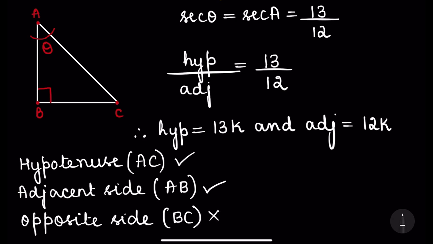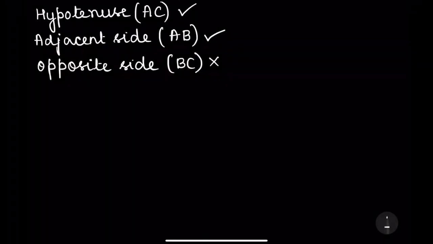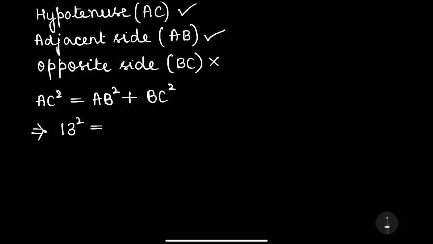But as we discussed in our previous problem, we must know the length of all the sides of the triangle in order to determine the 6 trigonometric ratios. So, we must apply the concept of Pythagoras theorem in order to find the length of side BC. By applying Pythagoras theorem, we have AC square is equal to AB square plus BC square. That implies 13 square is equal to 12 square plus BC square. So, BC square will be equal to 13 square minus 12 square.